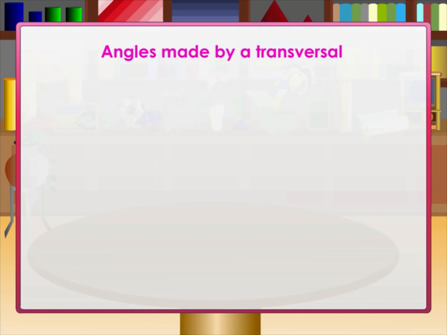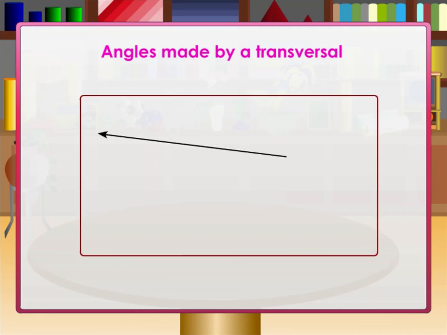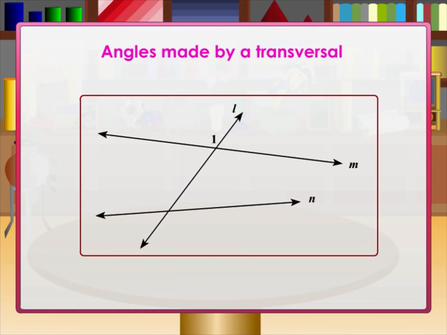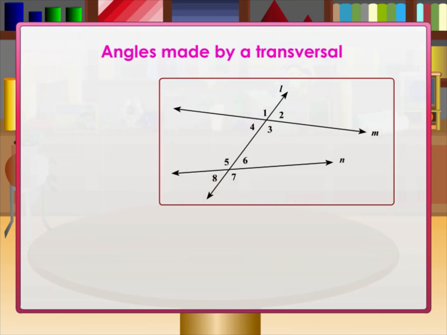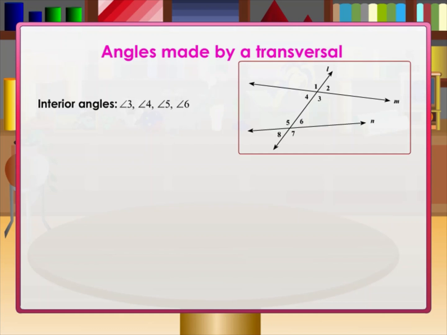Angles made by a transversal. Observe that 8 angles are formed when the lines M and N are cut by a transversal L. We can identify the angles as angle 1, angle 2, angle 3, angle 4, angle 5, angle 6, angle 7, angle 8. The interior angles are angle 3, angle 4, angle 5, and angle 6. The exterior angles are angle 1, angle 2, angle 7, angle 8.